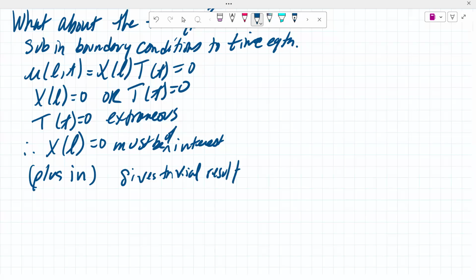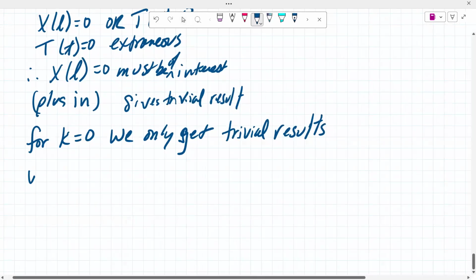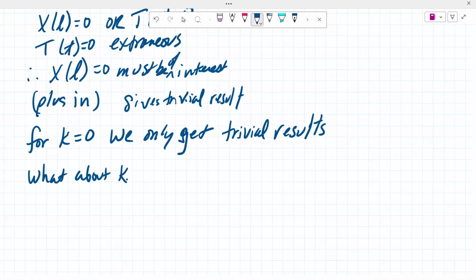So in other words, for k equals 0, we only get trivial results. But remember that we also have k less than 0 and k greater than 0.